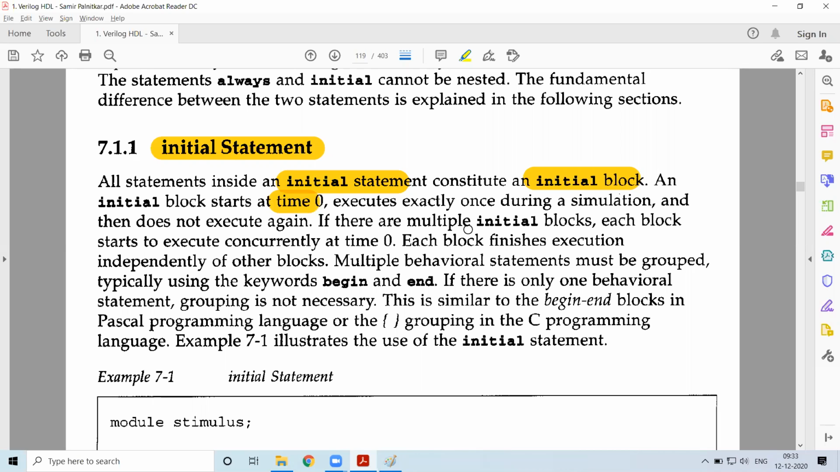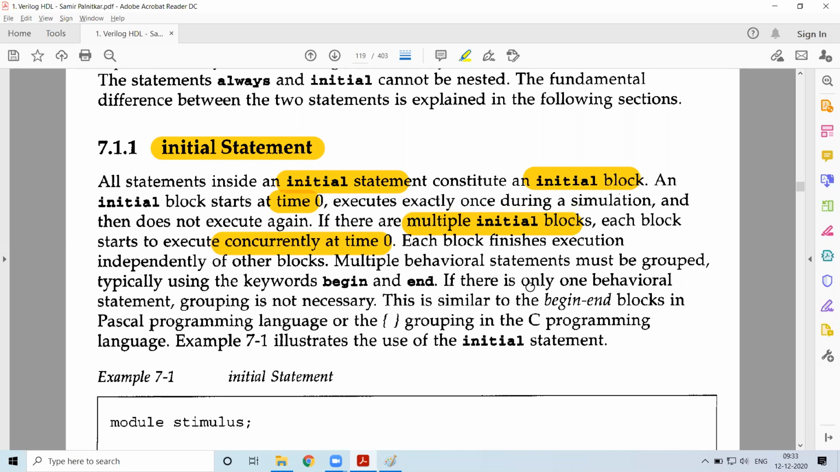Now you can have more than one initial block in your Verilog. So you can have multiple initial blocks, and if nothing is specified, all of them start concurrent execution. All will be executed at time t equal to 0, where 0 is the time unit specific to the simulation you are looking at.